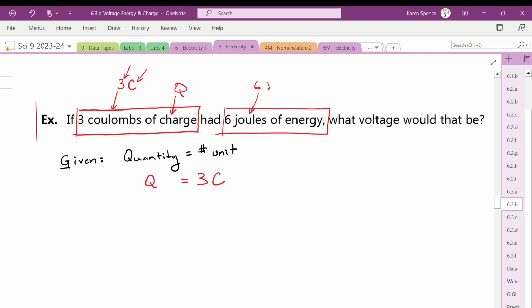We have 6 joules. What is the symbol for energy? E. So we're going to write our quantity, which is energy, equals, and then we're going to write our number and our unit, 6 joules. What comes after writing our given quantities? Writing the unknown.